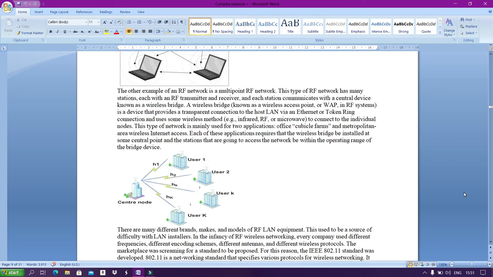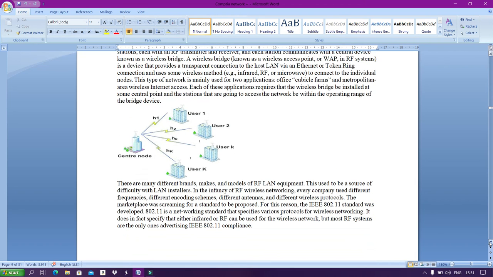This type of network is mainly used for two applications: office cubicle farms, and metropolitan area wireless internet access. Each of these applications requires that the wireless bridge be installed at a central point and the stations that are going to access the network be within operating range of the bridge device. So this is an example of a network. So I suppose we call it a point to multi-point network.